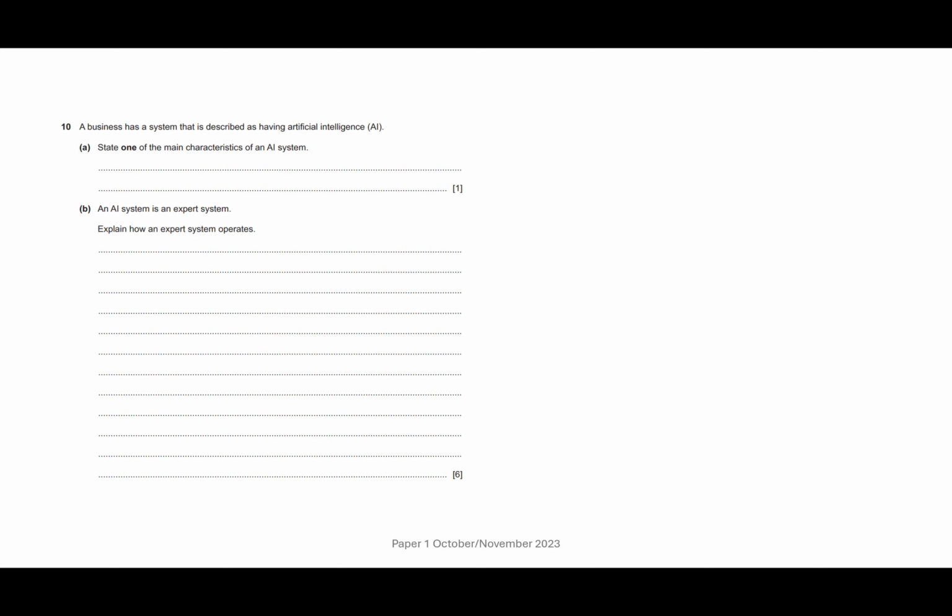Okay, question 10. A business has a system that is described as having artificial intelligence, AI. State one of the main characteristics of an AI system. So there are lots of main characteristics of an AI system. Something that simulates human-like behavior, has the ability to problem solve, uses a set of rules to make decisions. So we just need one of those.